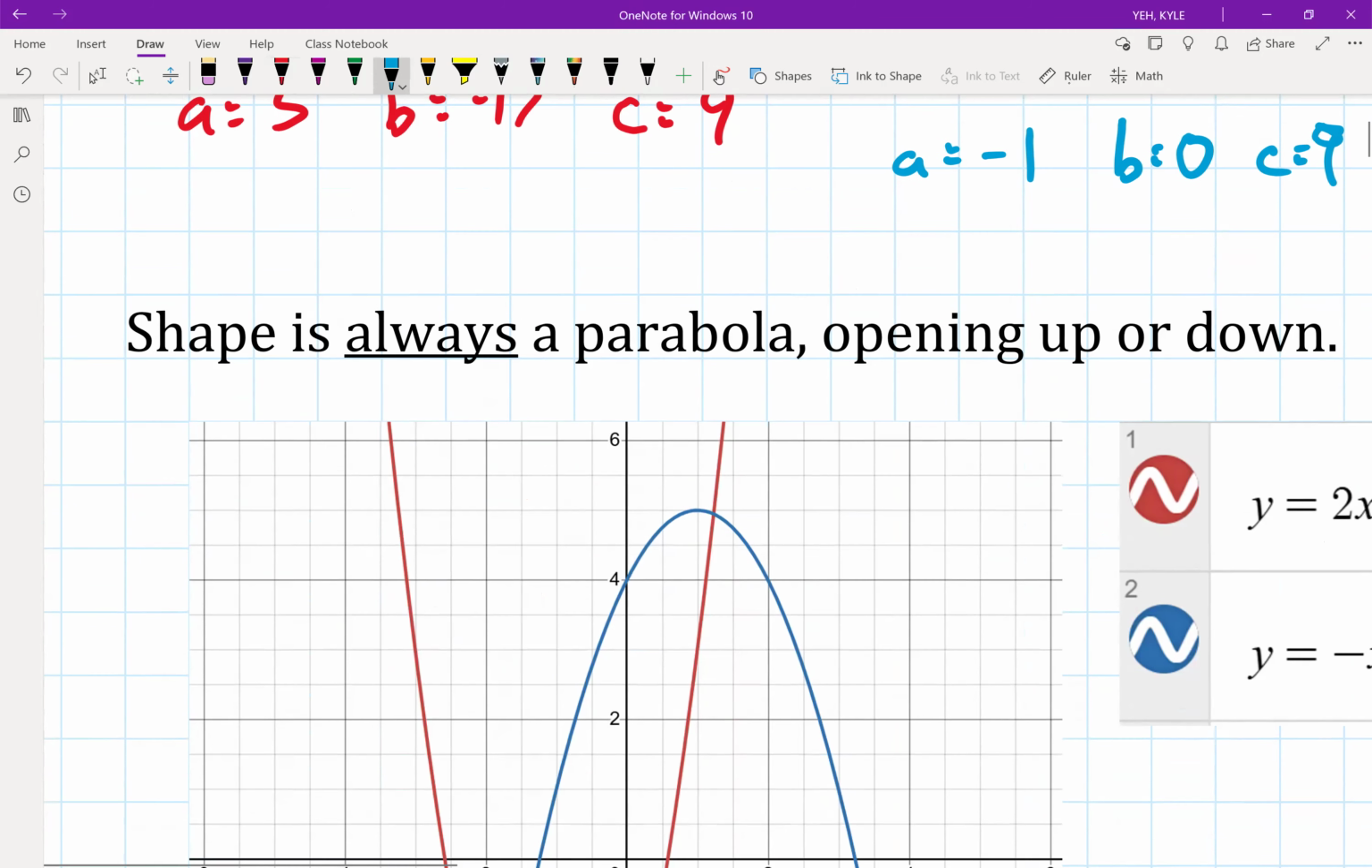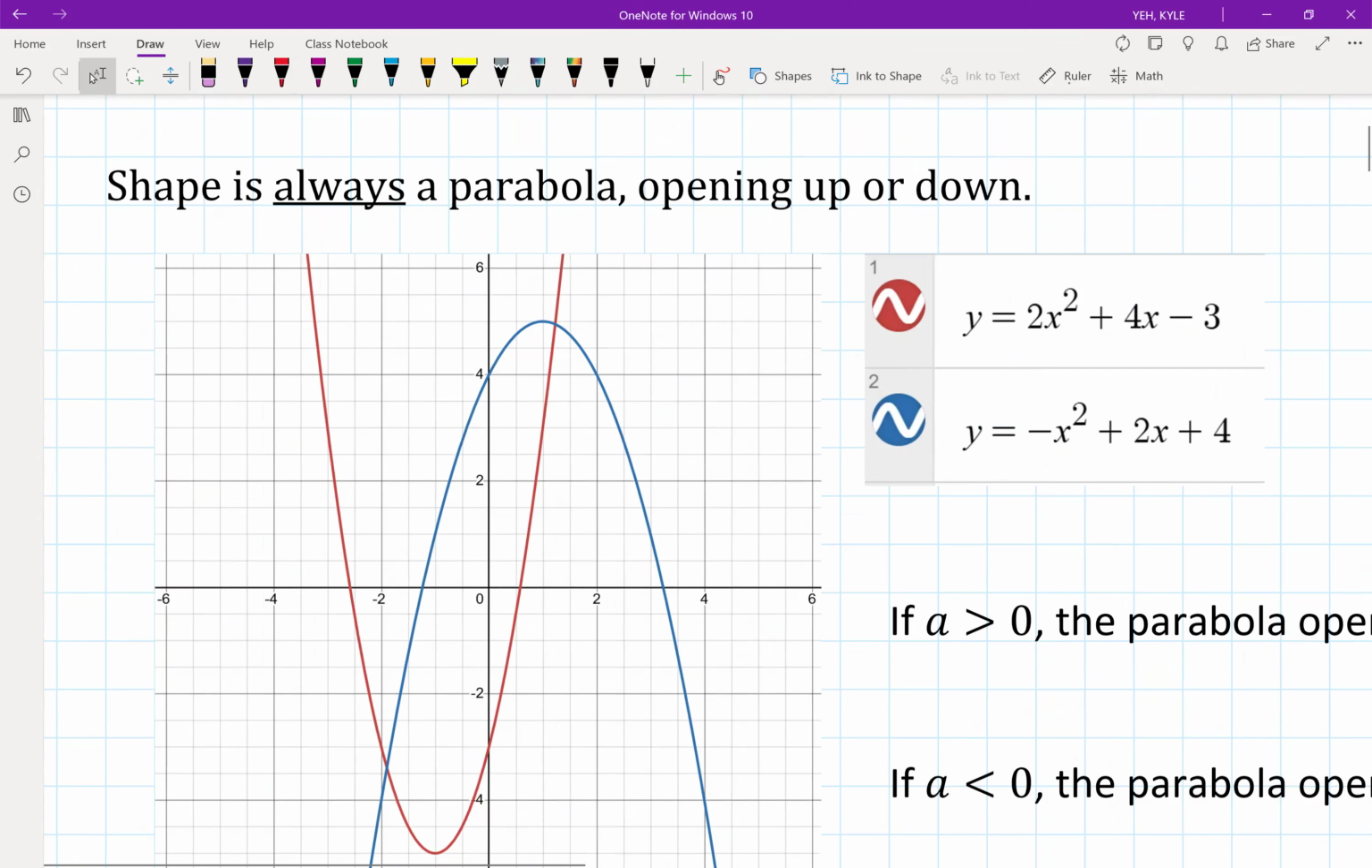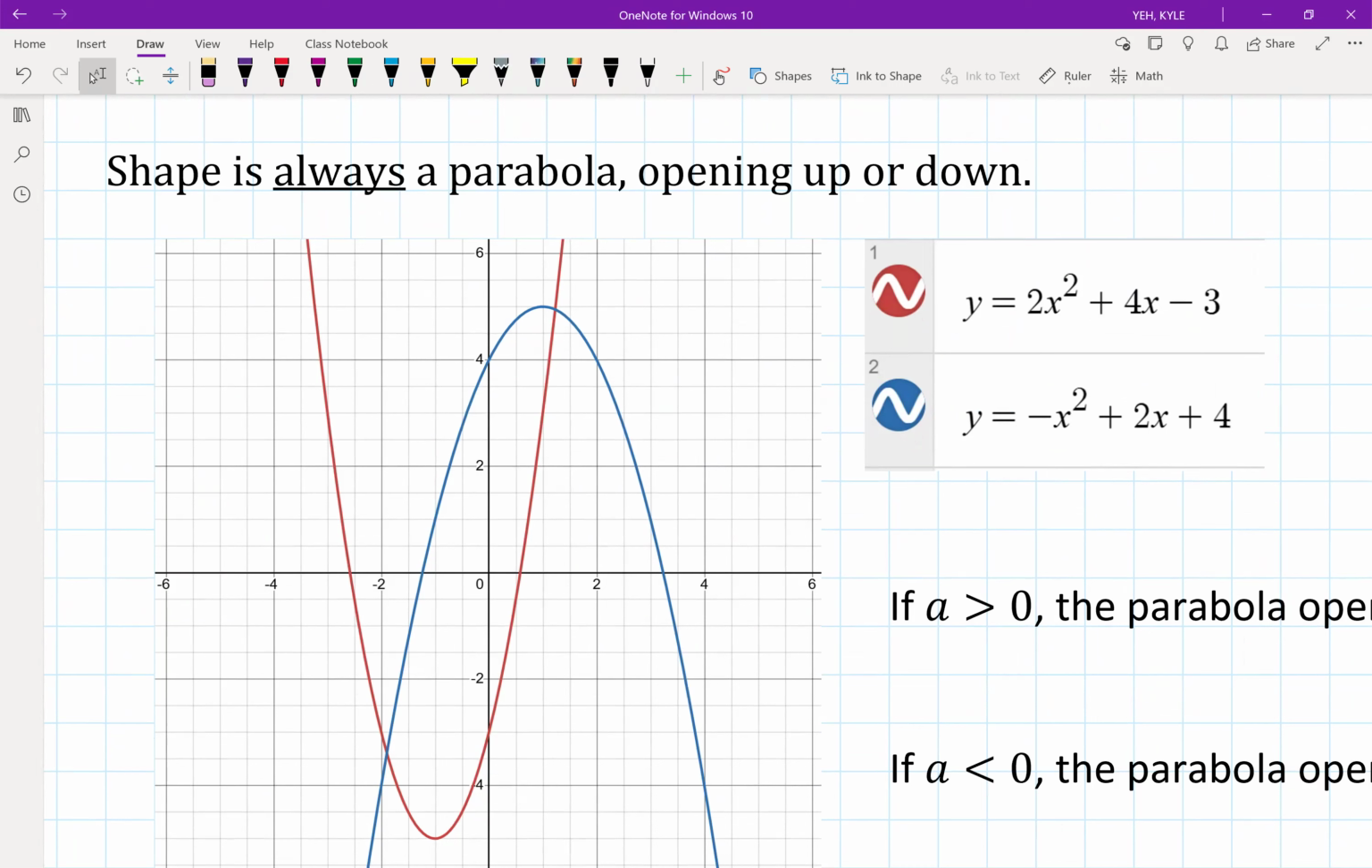Now, the shape of a quadratic function is always going to be a parabola either opening up or opening down. Let me grab the highlighter. So this first function that I have graphed on the screen, y equals 2x squared plus 4x minus 3. That's kind of the red maroon one. That is this parabola right here. And I kind of missed the bottom. There we go. That is the graph, the visual representation of y equals 2x squared plus 4x minus 3.